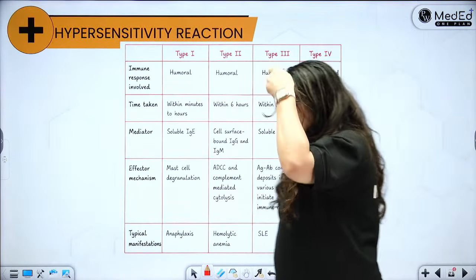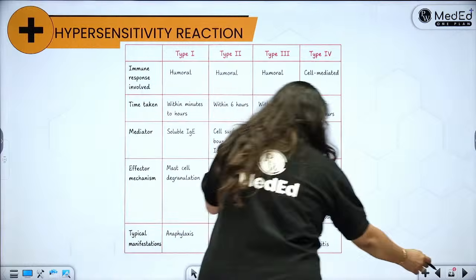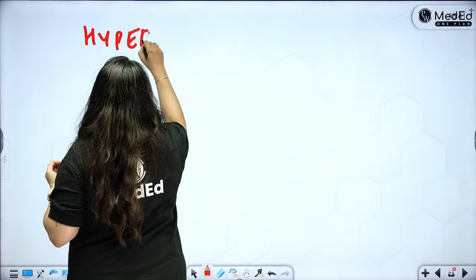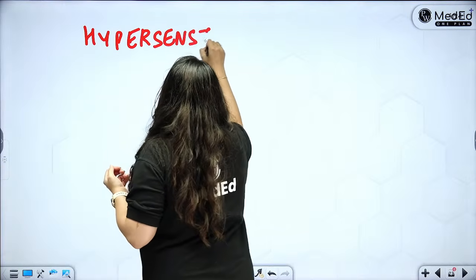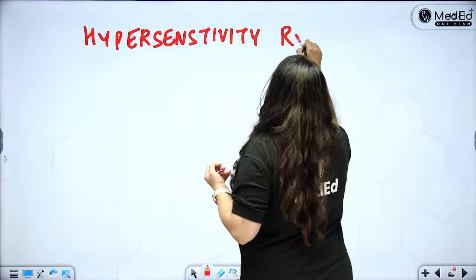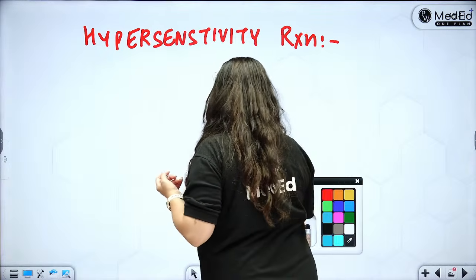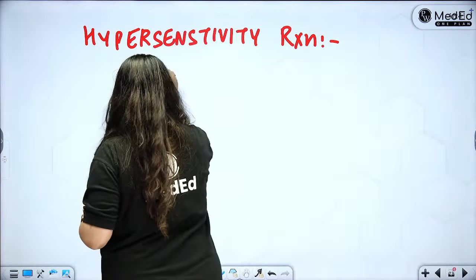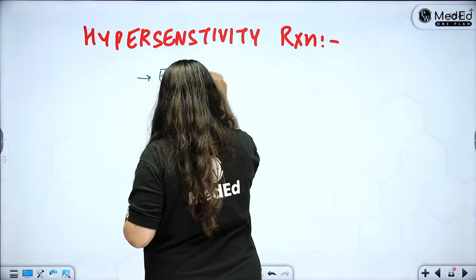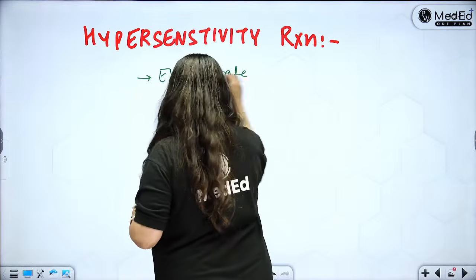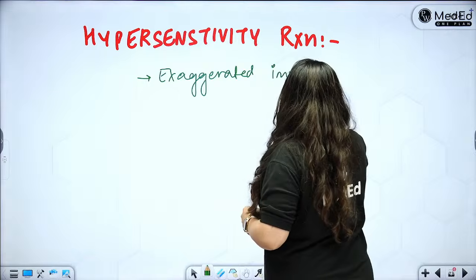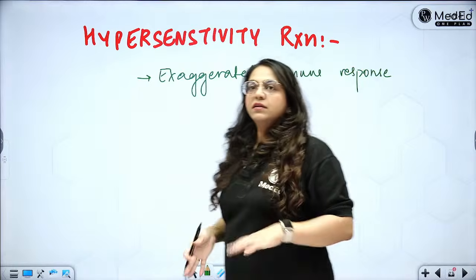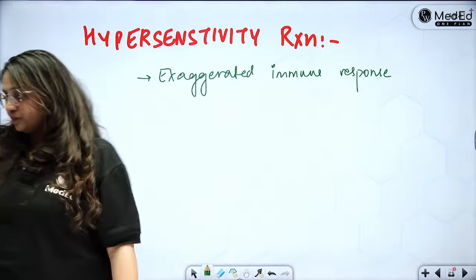So now we are talking about hypersensitivity reactions. What is a hypersensitivity reaction? A hypersensitivity reaction is an exaggerated response. That is what you have to write majorly. The first important thing in the definition is that it's an exaggerated immune response, meaning the body is over-reacting. The immune system is behaving too much, an overreaction.